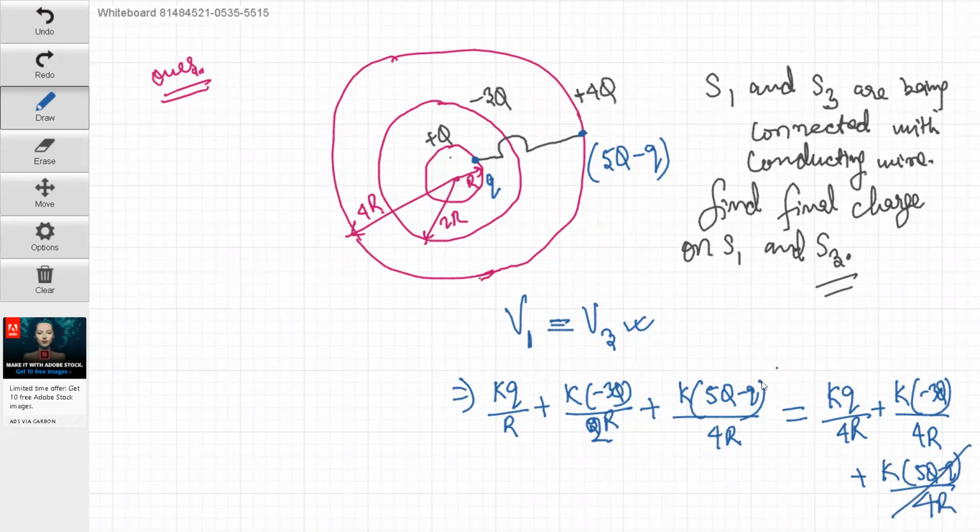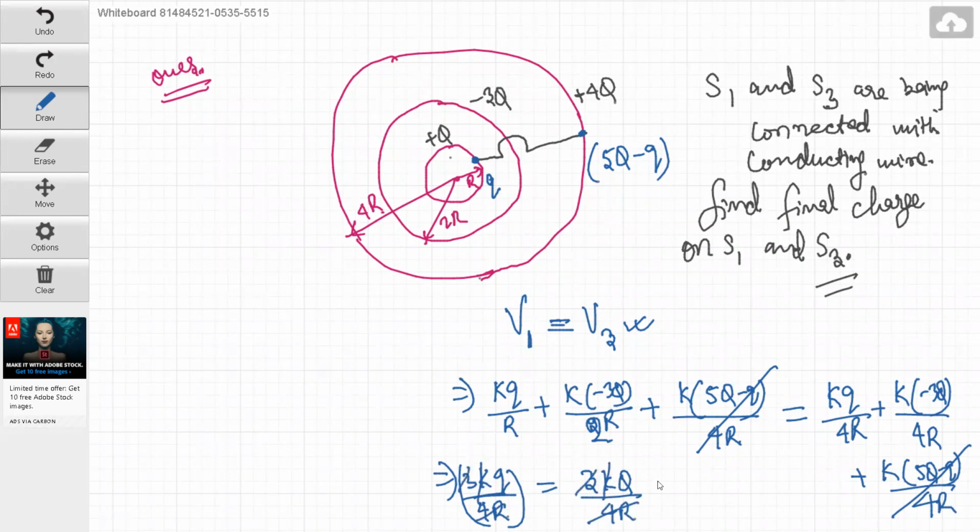Is this all right? So this one will be cancelled out. Now, if this one comes to this side, it will become equal to kq minus 3kq by 4r. Is this all right? And if this goes to this side, it will become equal to 3kq by 4r. So 4r, 4r cancelled out, k, k cancelled out, 3, 3 cancelled out. So q will become equal to capital Q.